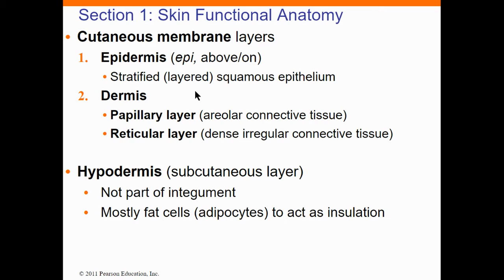And then below that is the hypodermis. But technically the hypodermis is not a part of the integumentary system, but it is below it. It kind of shares that same name with the dermis, and it's mostly fat cells. A fat cell is called an adipocyte or fat tissue, and it acts as insulation to keep our body temperature regulated. Because remember, your skin is part of regulating body temperature through the secretion of sweat to cool you off if you get too hot.